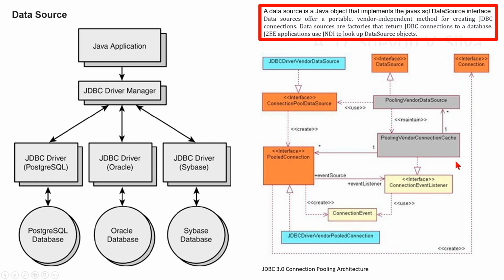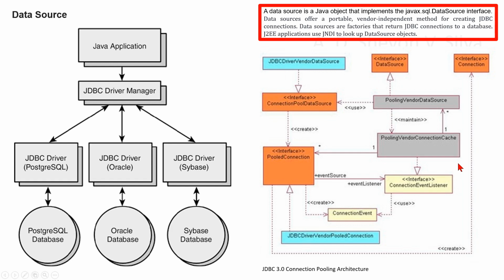Pooling vendor connection cache. The JDBC 3.0 API does not specify the interfaces to be used between the data source object and the connection cache. The pooling vendor determines how these components will interact. Usually a connection cache module contains one or multiple classes. In this figure, the pooling vendor connection cache class is used as a simple way to convey this concept.